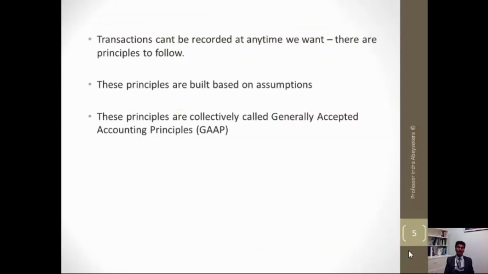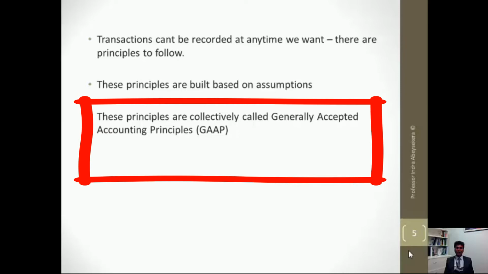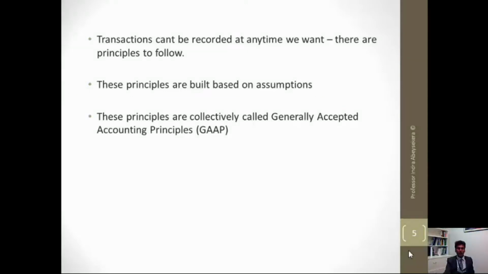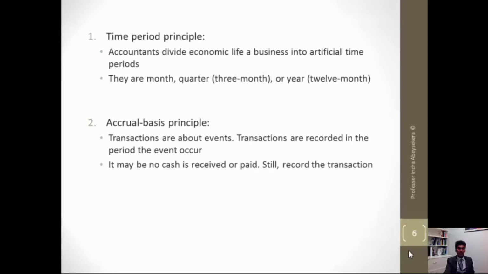When we record transactions, we need to follow some principles. These principles are built-in assumptions in accounting. And these principles are collectively called generally accepted accounting principles. They're known as GAAP. So let's look at these principles.